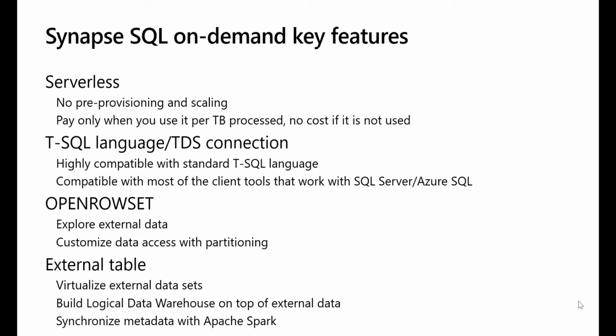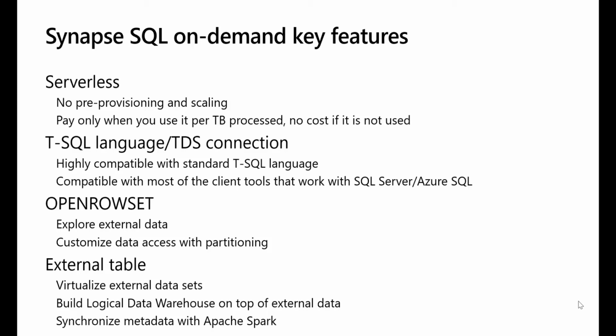Open Row Set is existing T-SQL function that enables you to query external data in tables or in files, and it returns set of rows. We are using Open Row Set as a fundamental feature for exploring external data. Open Row Set function is enhanced to enable you to more easily query external data on Azure Data Lake storage and find what is inside of these files.